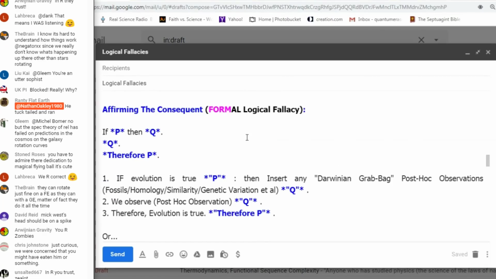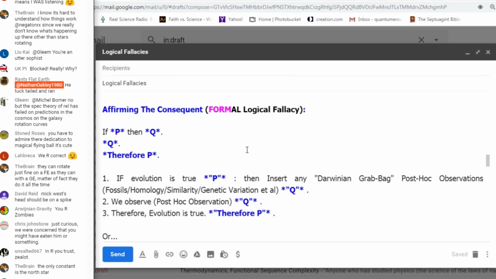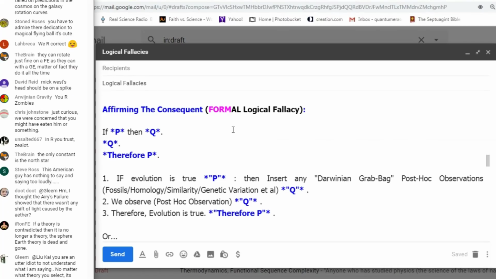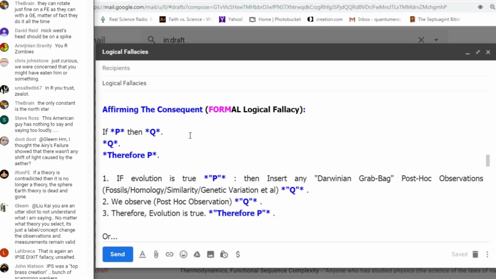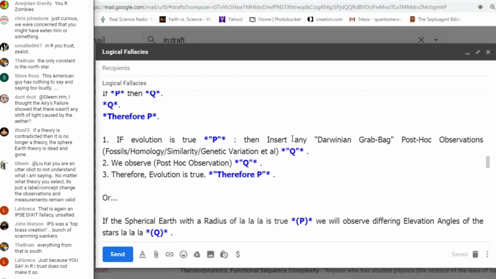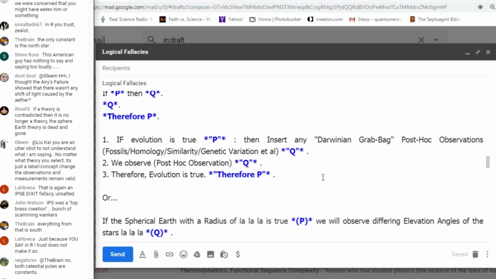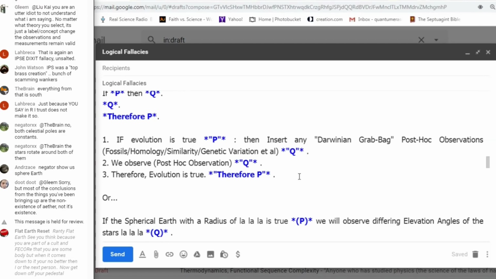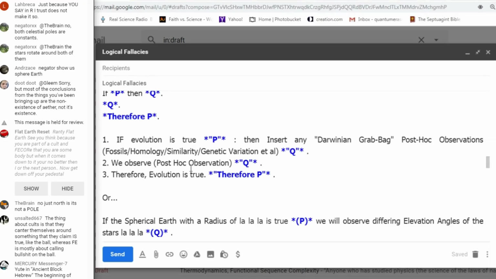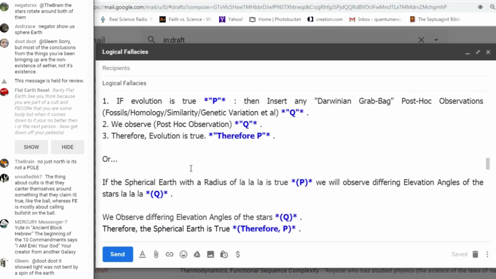All right, one of my favorites. This is the begging the question fallacy on steroids. And this is affirming the consequent, and I highlighted the formal, not informal, logical fallacy because it's based on its form. So it's really simple. If P, then Q, Q, therefore P. So, number one, the first example, if evolution is true, P, then you can insert any Darwinian grab bag post hoc observations, fossils, homology, similarity, genetic variations, etc. Q, we observe the post hoc observation, Q, therefore evolution is true, therefore P, right?